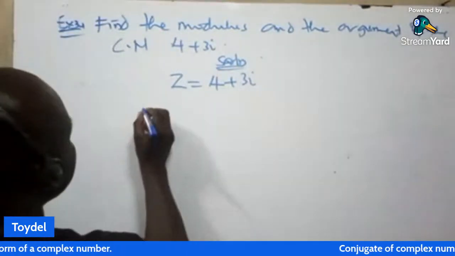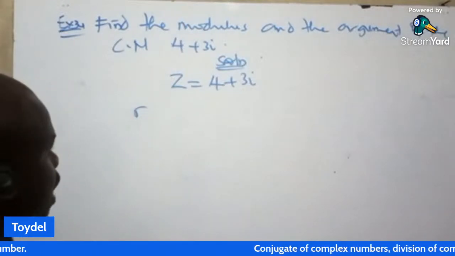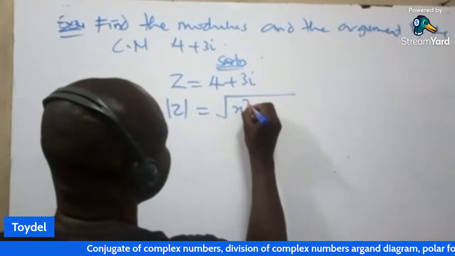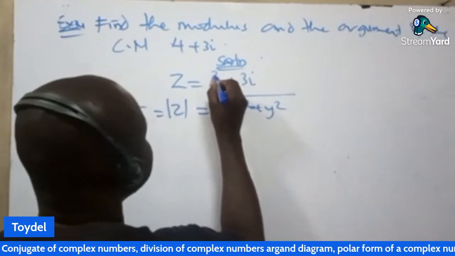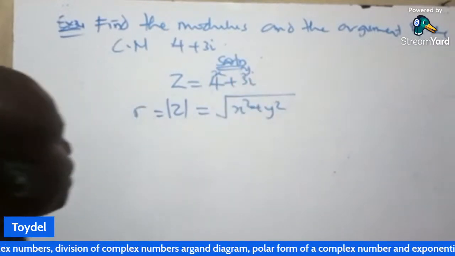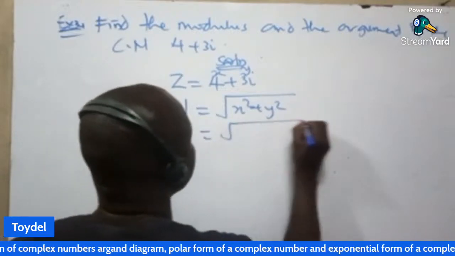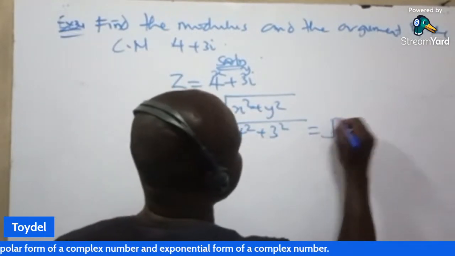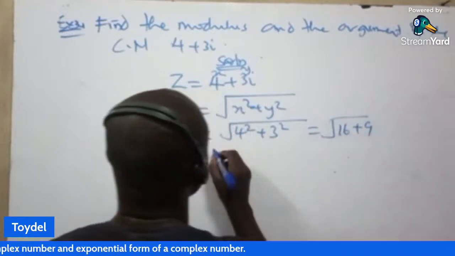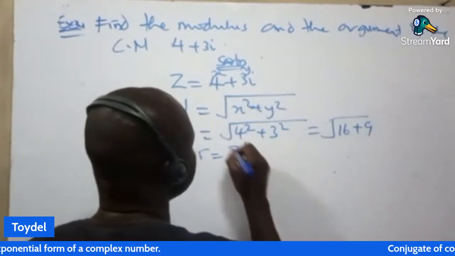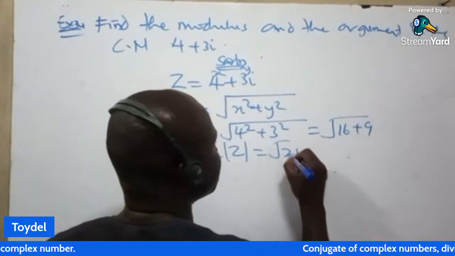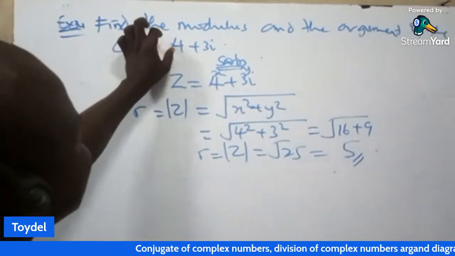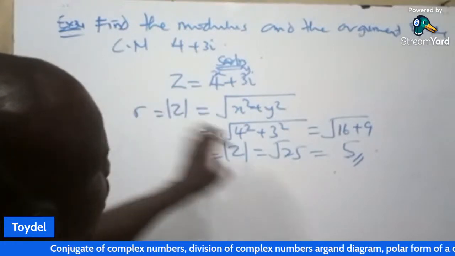The modulus of z. We represent the modulus as r, which is equal to the modulus of z. By formula, it's given as the square root of x squared plus y squared, where x is the real part and y is the imaginary part. So if we do that here, we have the square root of 4 squared plus 3 squared, which gives the square root of 16 plus 9. So r, the modulus of z, is the square root of 25, which is equal to 5. So in this complex number, the modulus is 5.